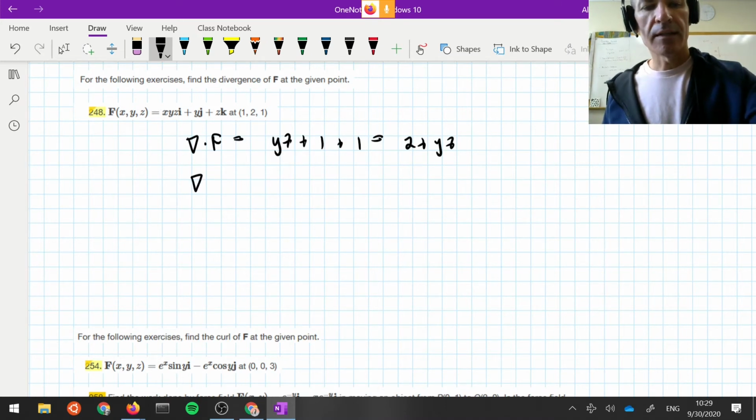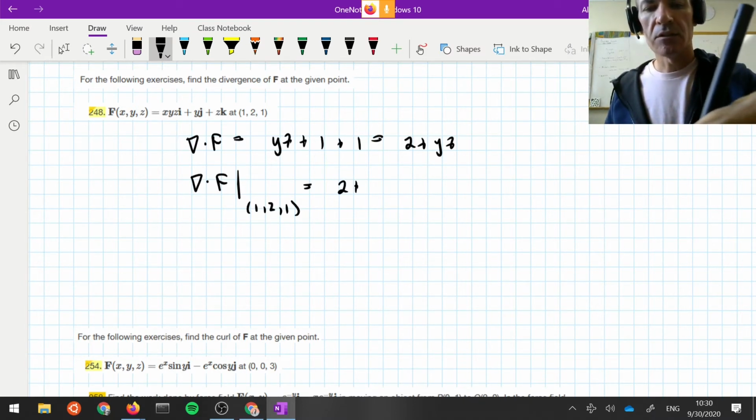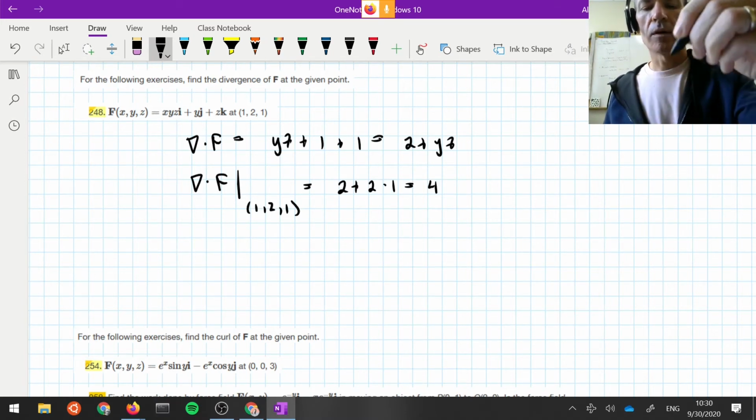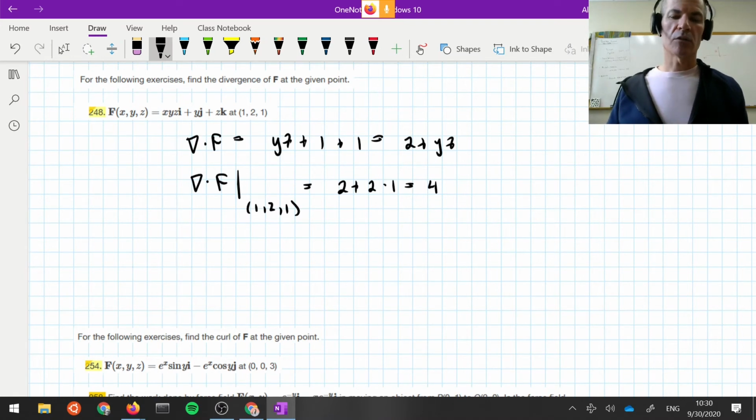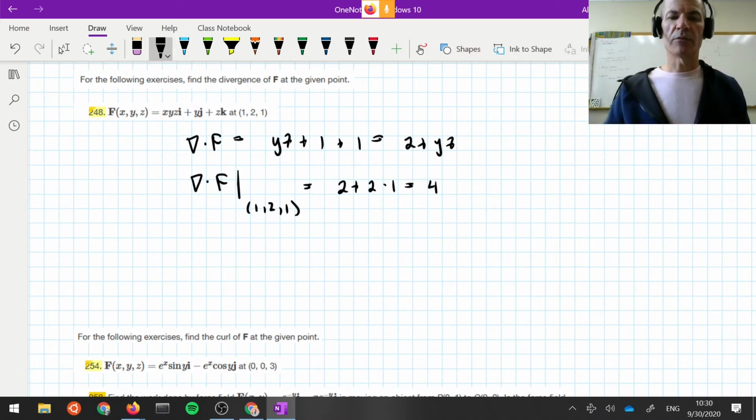Now, if we want to evaluate that at the point 1, 2, 1, then we just plug in x equals 1, y equals 2, z equals 1, and that results in 2 plus 2 times 1, which is 4. So if we were to plot this vector field, we would expect to see a net flow away from this point. It's hard to visualize because this is a three-dimensional vector field, but that's what we would see. We would see a net flow away from the point 1, 2, 1.